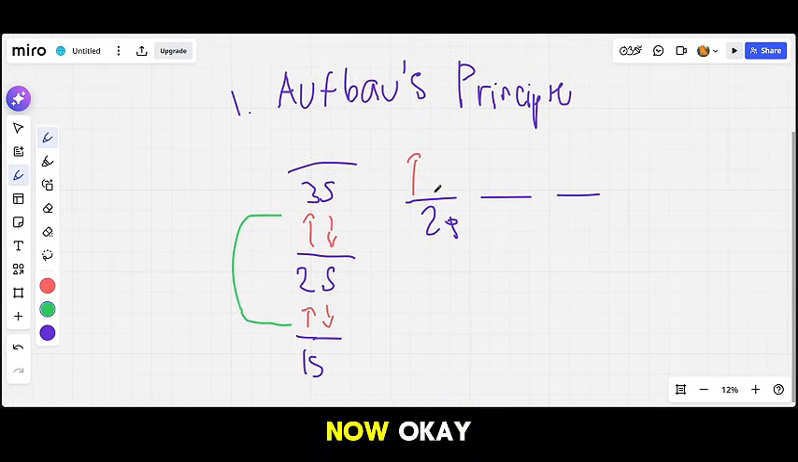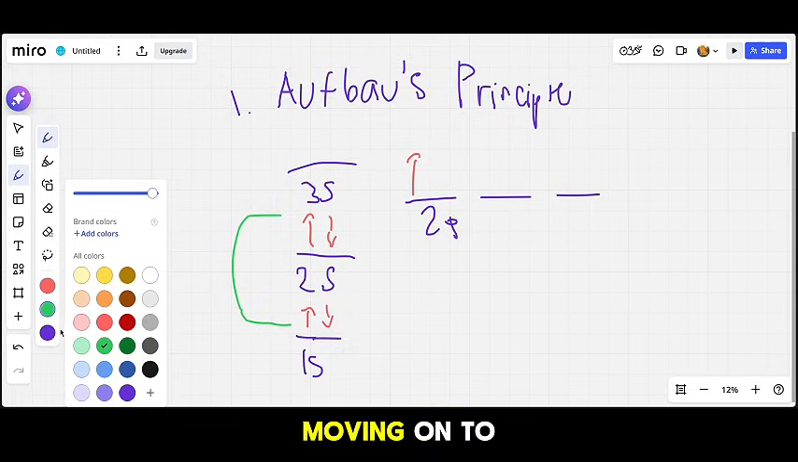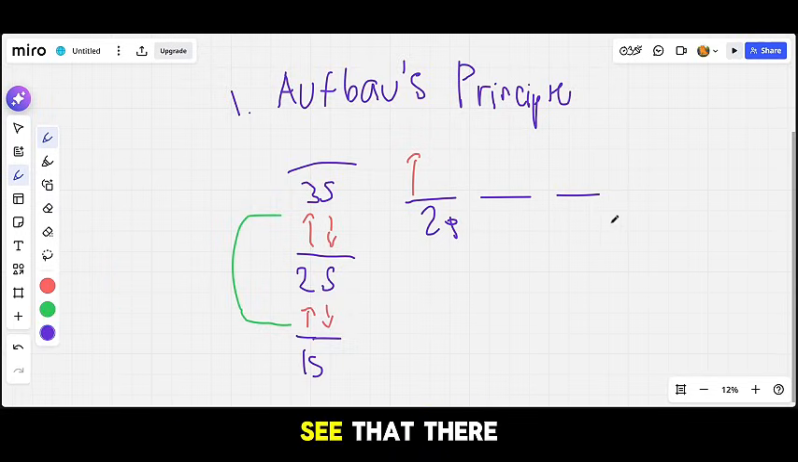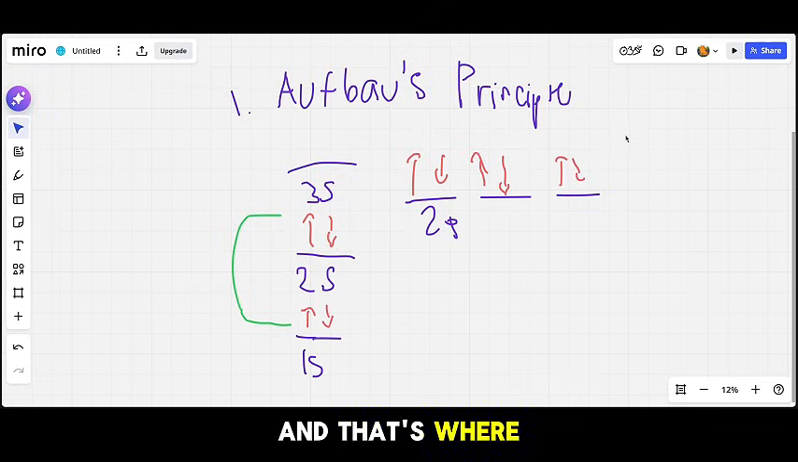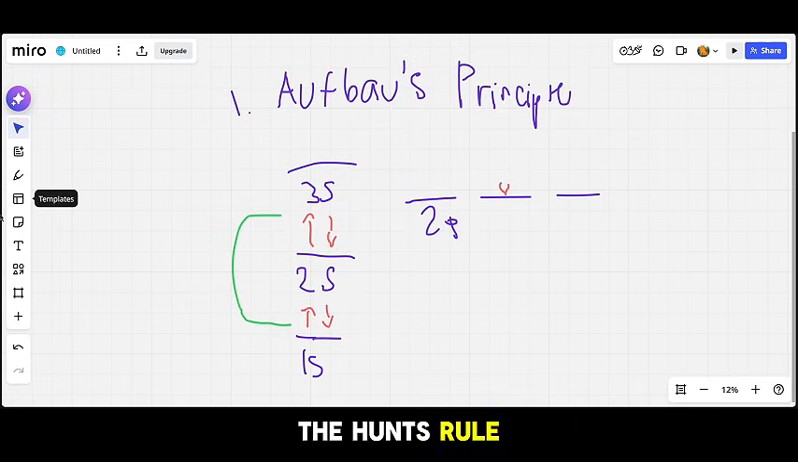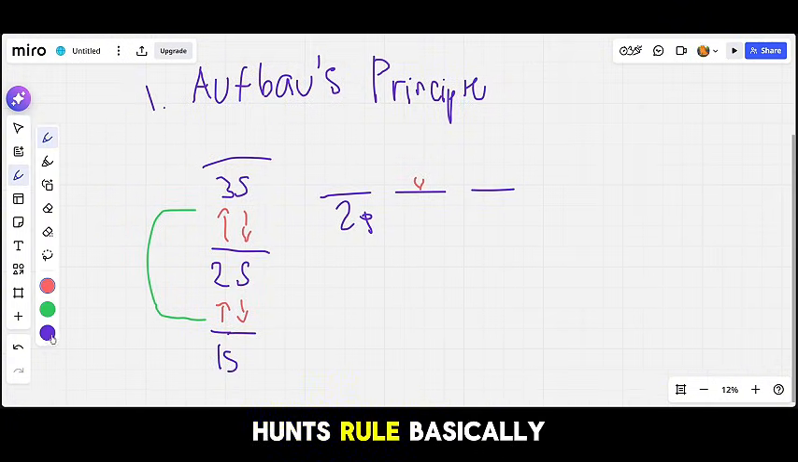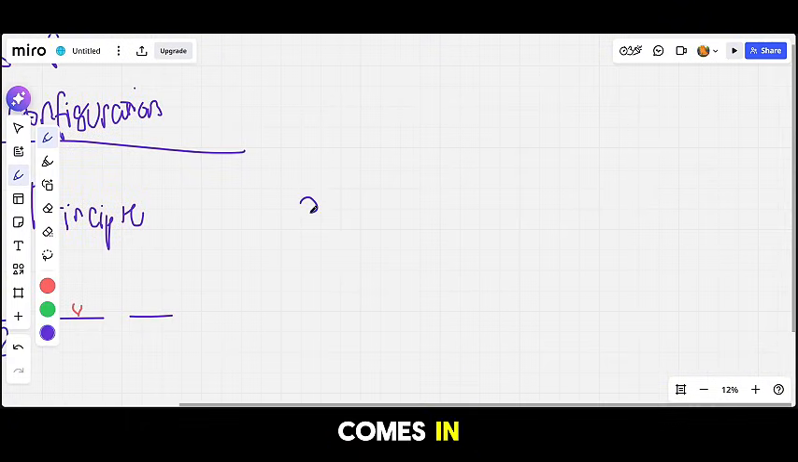Now we're moving on to this part. You can see that there are three lines here. Now you would think that we can just put an up arrow and a down arrow on every single one, and then move on to this. But no, that's not how it works. And that's where Hund's rule comes in.